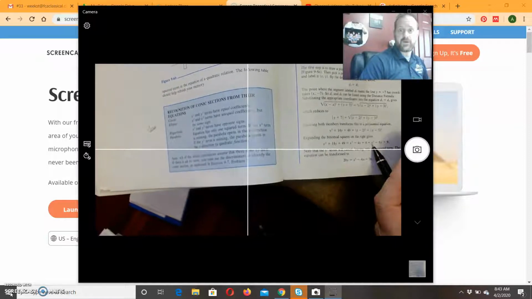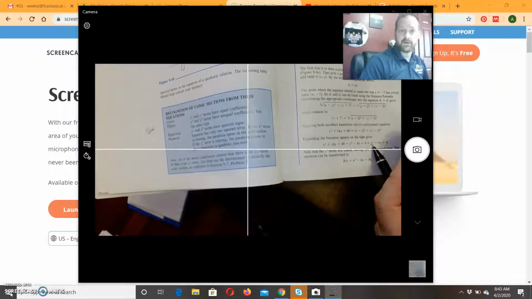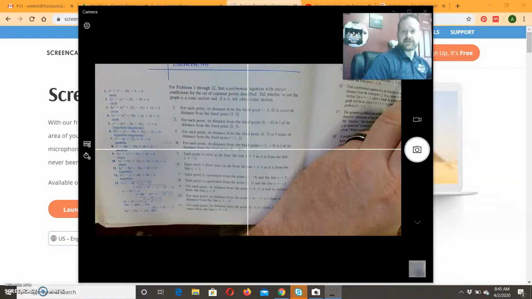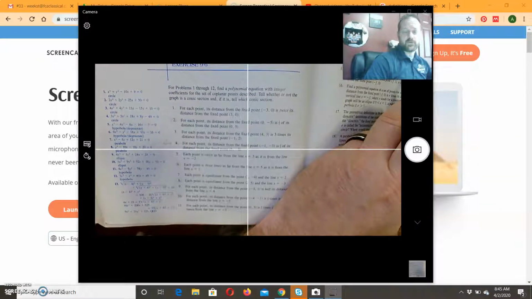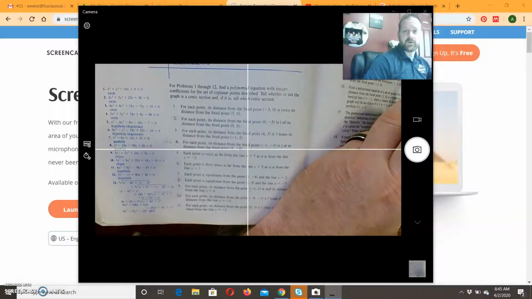I have a little note off to the side, not N-O, but K-N-O-W. So know this. I'm already giving you guys the answers, so you can already look at them. If you can zoom in, if it shows up clear, you've got the answers. But I'm going to work number 1, and then I think I'll assign number 2 or something.